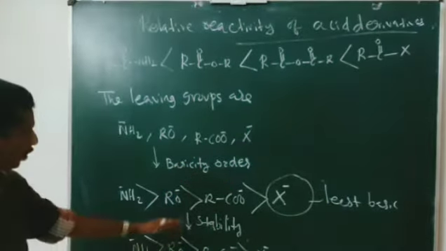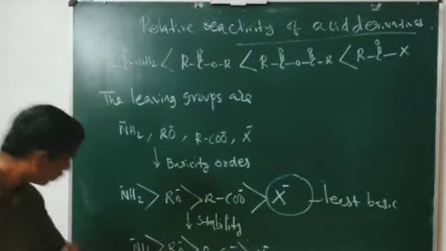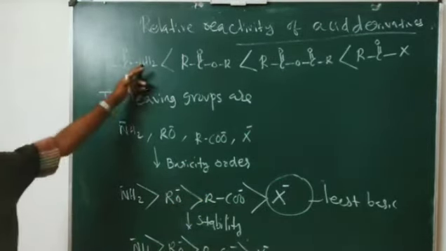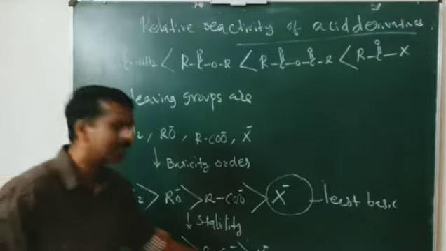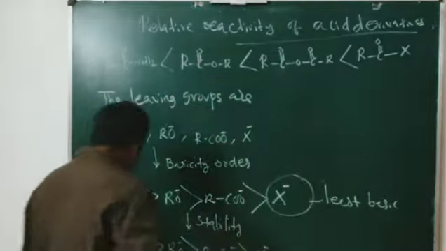One more point you can add: when this is the basicity order, the stability order will also be the same. The most stable is NH2 minus and the least stable is X minus. So X minus is a better leaving group.